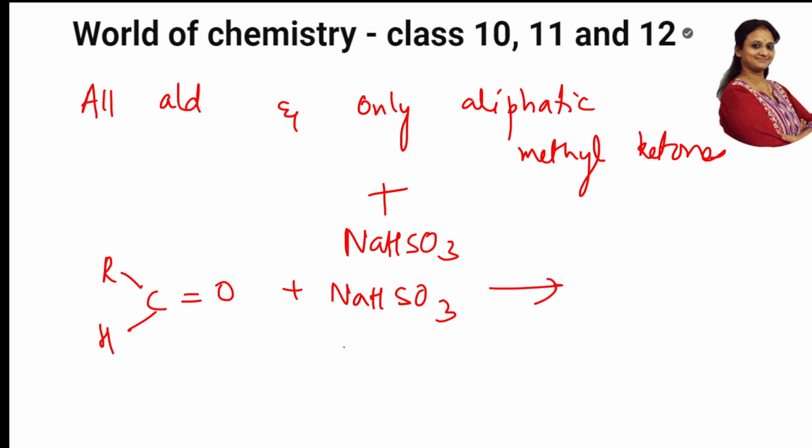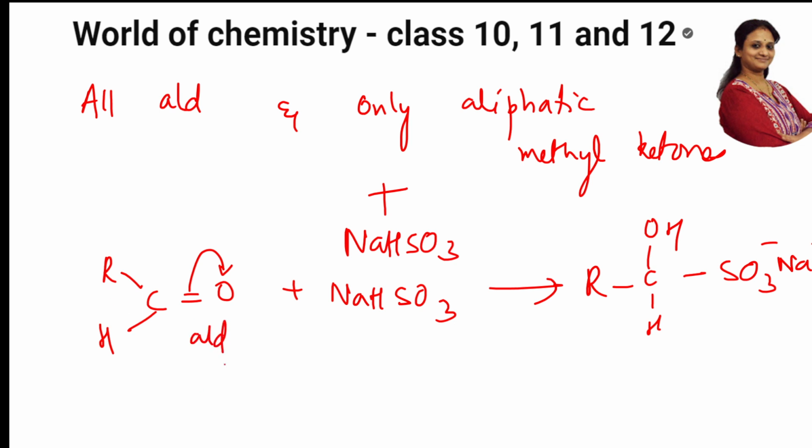This forms an additive product, right? So what is going to happen? The bond shifts here, hydrogen goes and attacks, and you'll be getting H, SO3 minus and Na plus. This is done. This is for your aldehyde. Now what will happen to your ketone? Same concept. Now what did I say? I said only aliphatic methyl ketones, right? So this is your aliphatic, this is your methyl ketone.